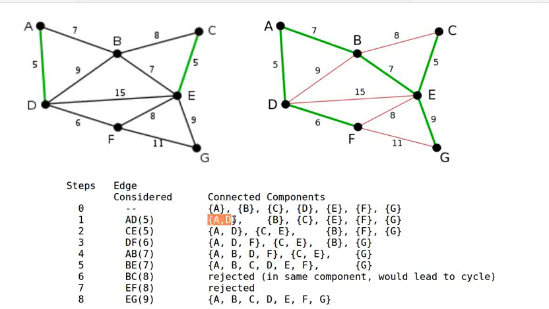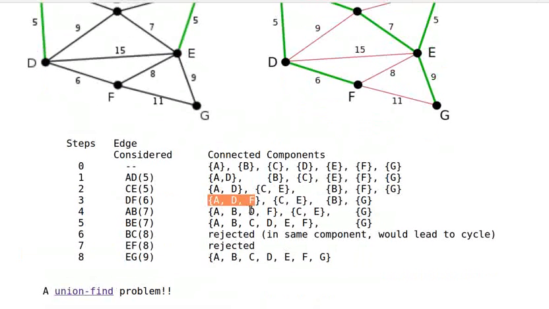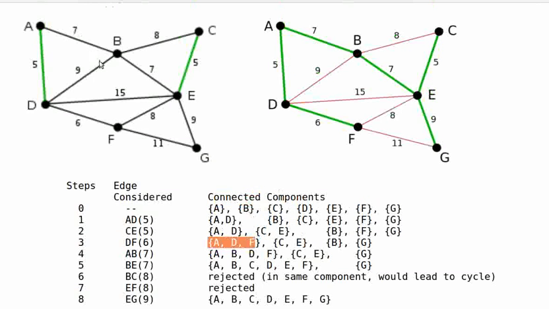Next, we choose the edge CE, as it has a minimum weight of 5 of the remaining edges. We include edge CE in T, and we merge the components C and E. Next, we choose the edge DF, which has a weight of 6, minimum of the remaining edges. We merge component AD with component F. Next, we choose the edge AB, which has a weight of 7. We merge the components ADF with the component B to form the component ABDF.